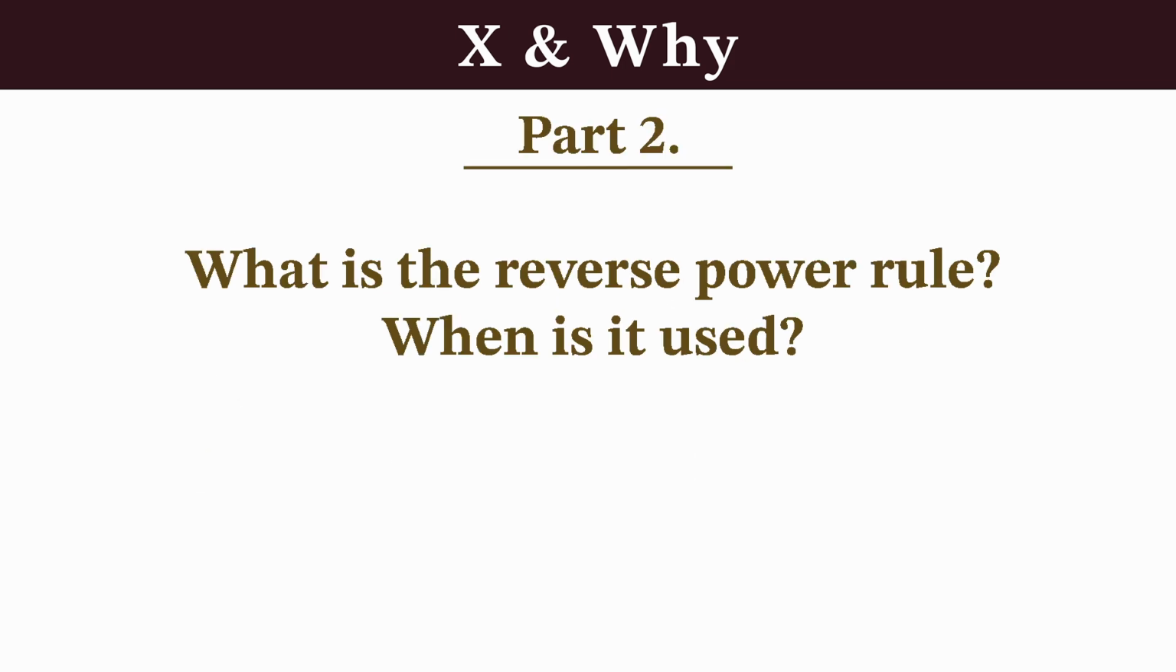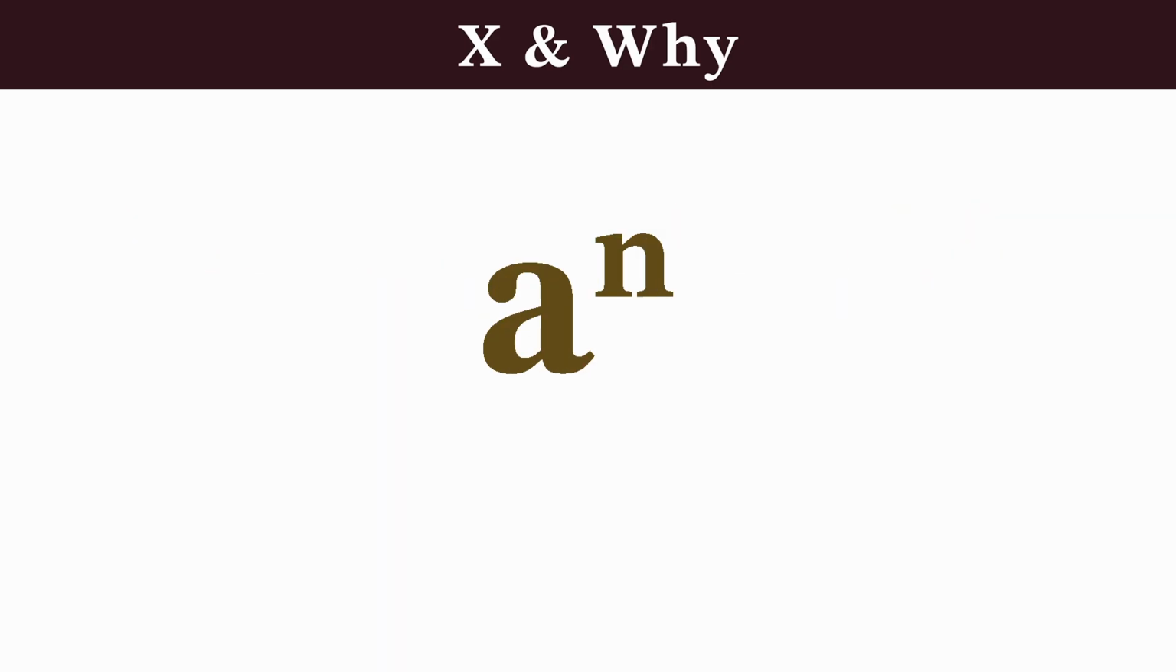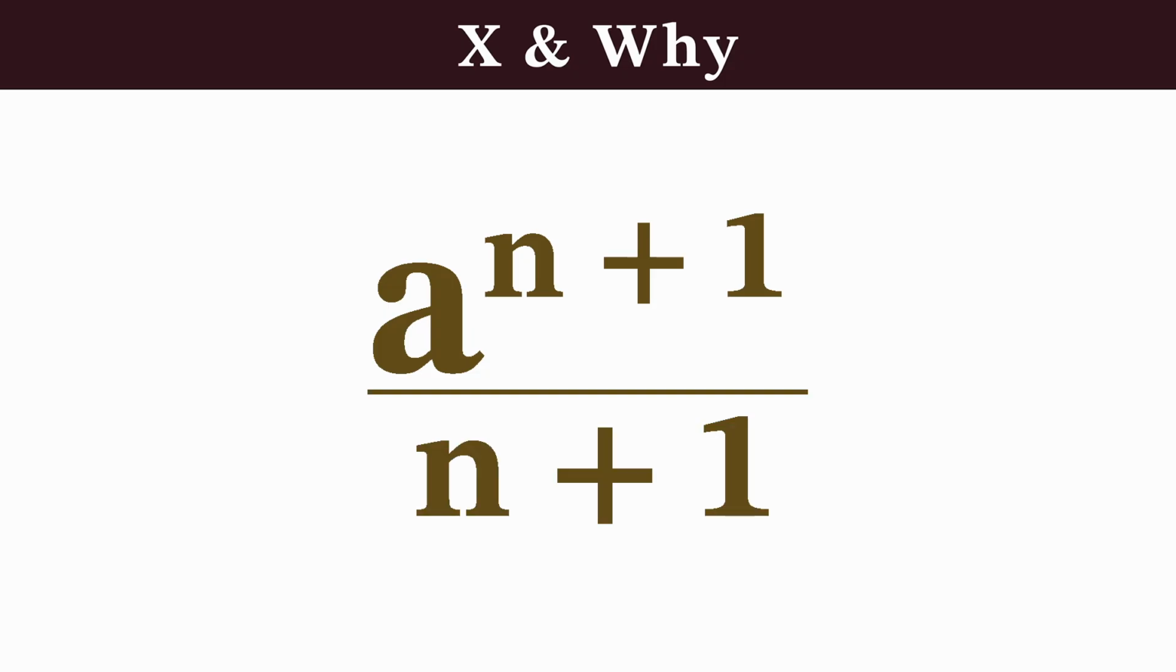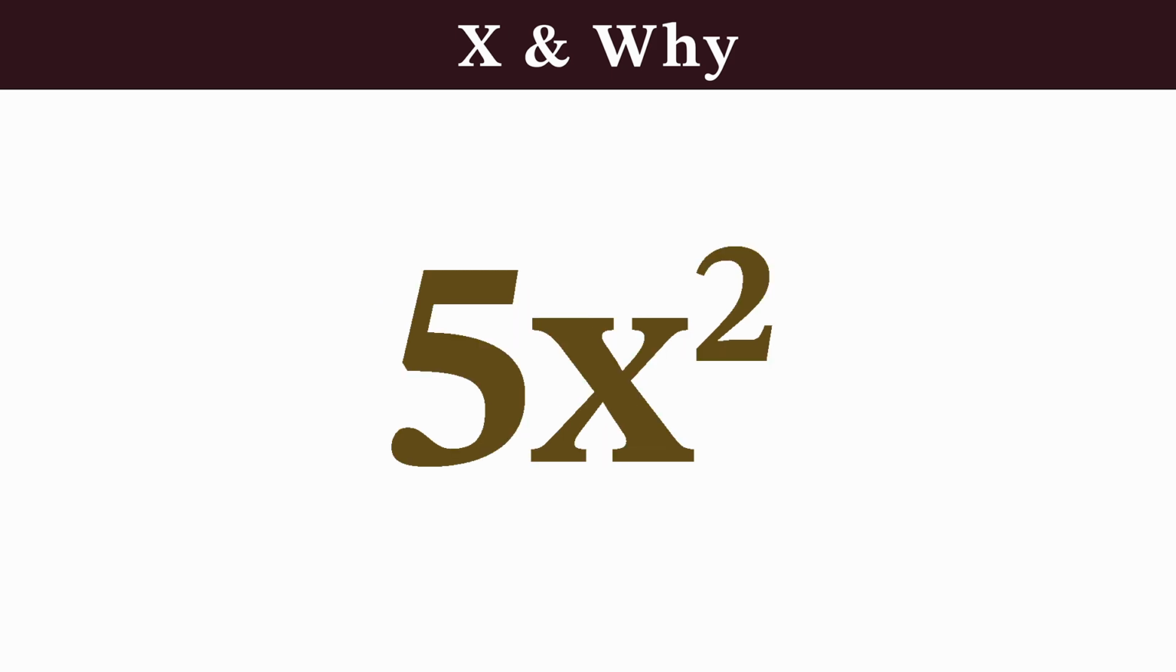Part 2. What is the reverse power rule? When is it used? The reverse power rule is used when taking the antiderivative of a term that is raised to a power. If you know the power rule, this one is fairly simple. To use the reverse power rule, add 1 to the exponent and then divide the term by the new exponent. Try this. Find the antiderivative of 10x. The answer is 5x squared.